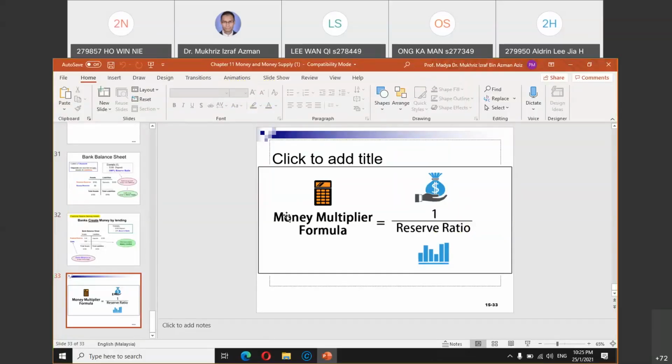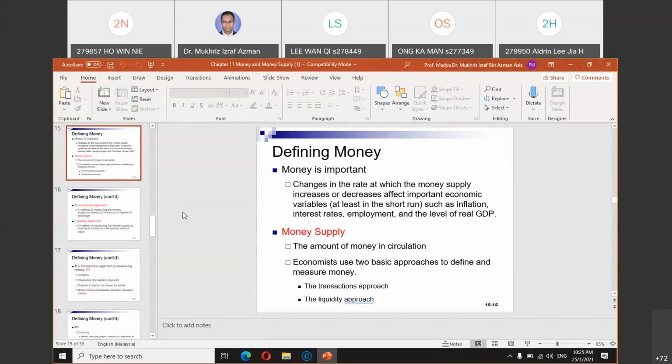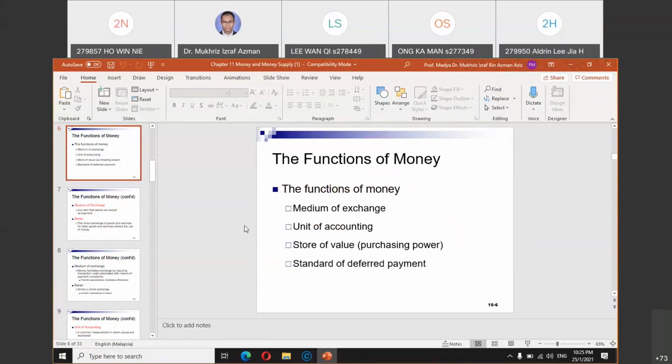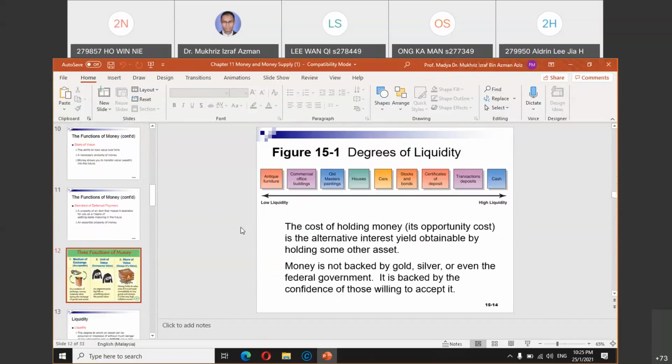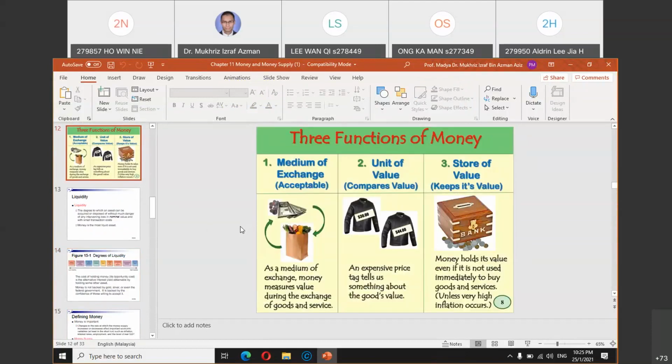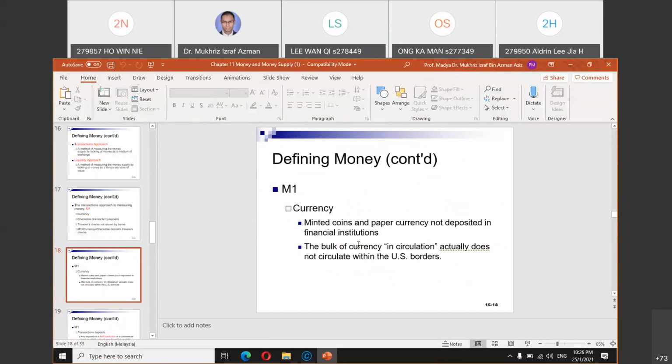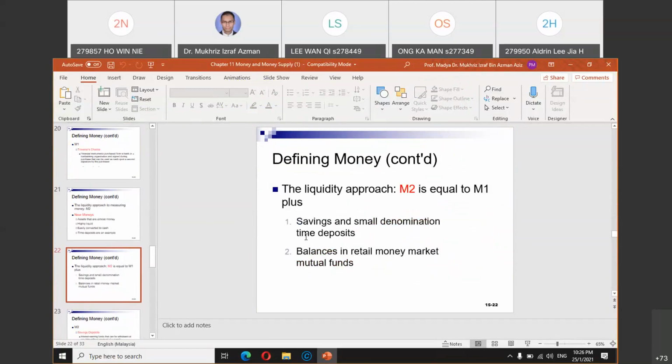Okay, so in chapter 11, you have the functions of money, medium of exchange, store of value, and so on. Then on barter trade, what does it mean by barter trade? And on this slide, you have these three functions of money, and then M1 and M2. So what is included in M1, what is included in M2.